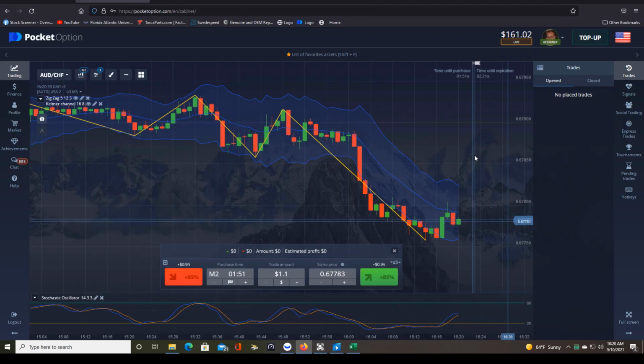The account is effectively $111.02. The reason why it shows $161.02 is because I used the Start 50, I believe it is, or 50 Start promo code, where Pocket Option gives you an extra $50 to trade with, but you can't withdraw that money until you've turned over $2,500 worth of trades. Right now I've turned over about 60-something dollars. So I'm very far from that.